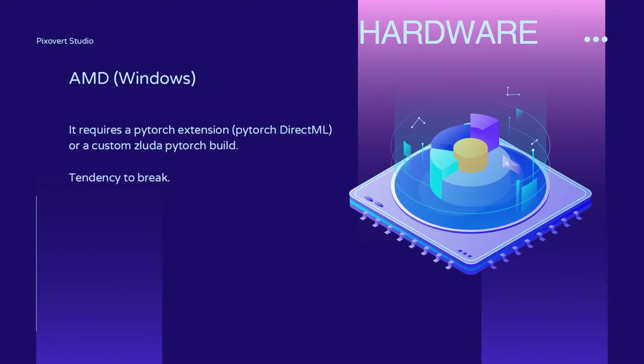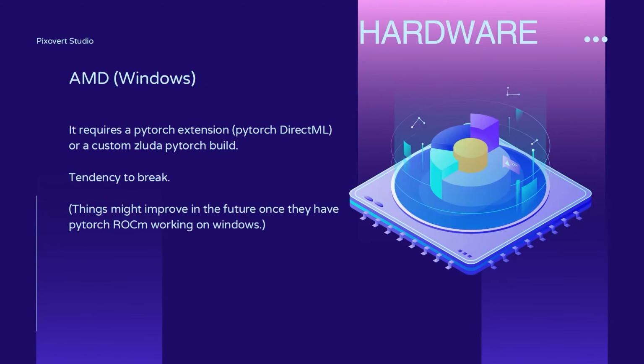When we move on and start looking at AMD on Windows, it requires a PyTorch extension, which is PyTorch DirectML, or a custom ZLUDA PyTorch build. So I'm not sure exactly what's happening with ZLUDA, but with DirectML, it can work with Windows, but you do find sometimes the installations have a tendency to break, and that's the real issue. Things might improve in future once they have PyTorch ROCm working on Windows.